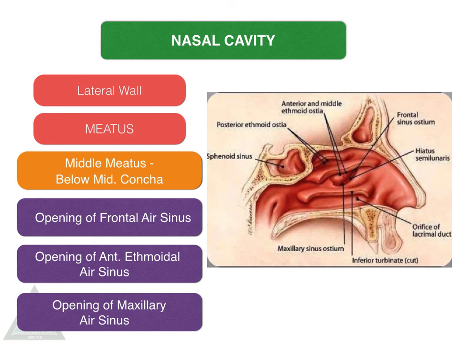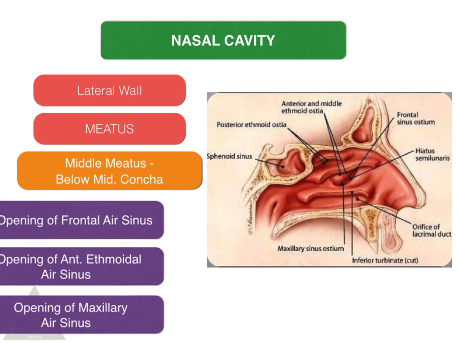In the anterior end, we have the opening of the frontal air sinus. Behind it, we have the opening of the anterior ethmoidal air sinus. And in the center, we have the opening of the maxillary air sinus. The maxillary air sinus is usually represented by two openings.